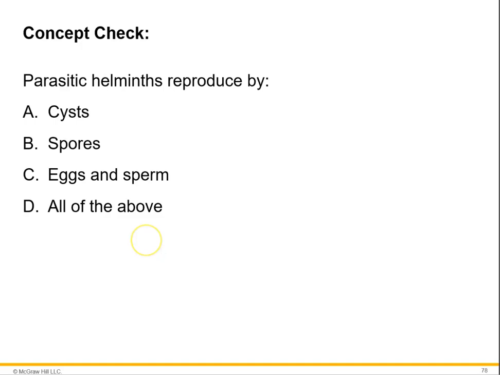Okay, question. Parasitic helminths reproduce by C, eggs and sperm. Remember, these are multicellular animals. So they're going to reproduce sexually using eggs and sperm.